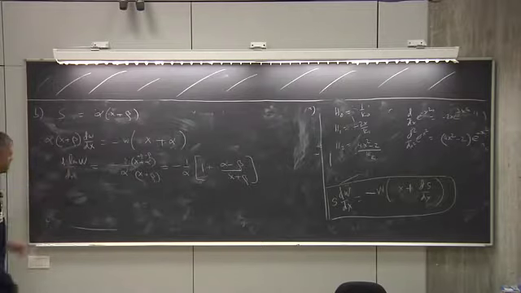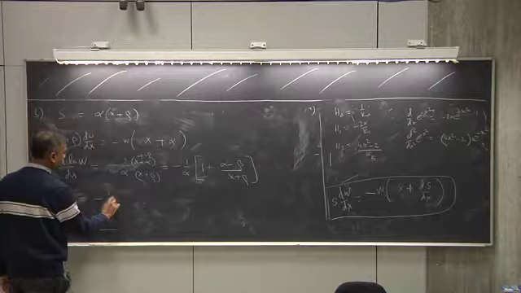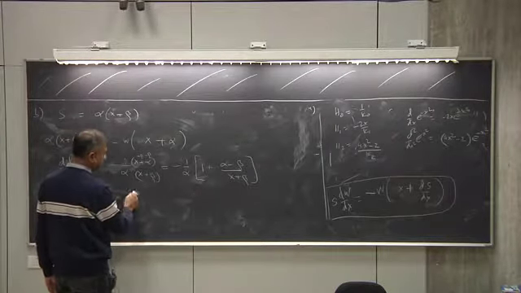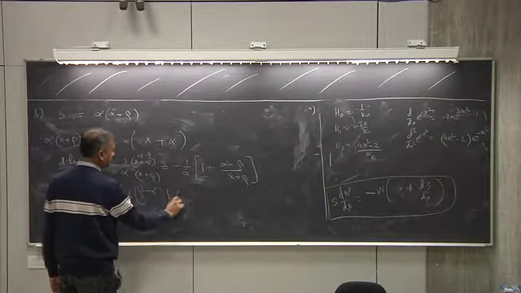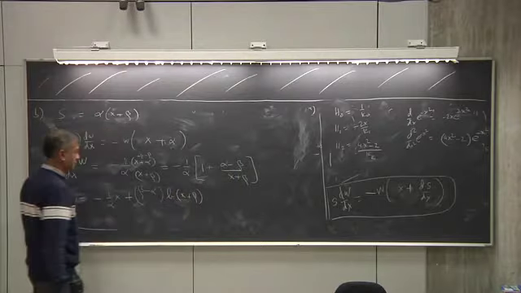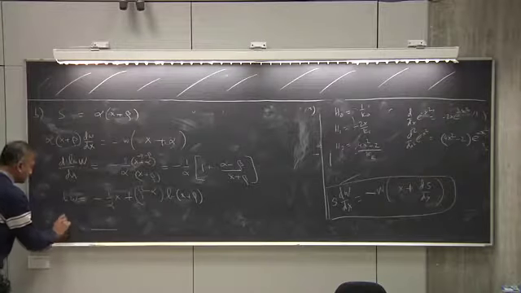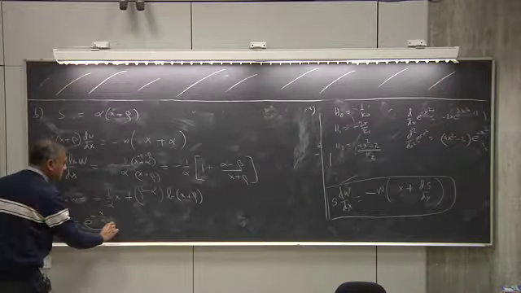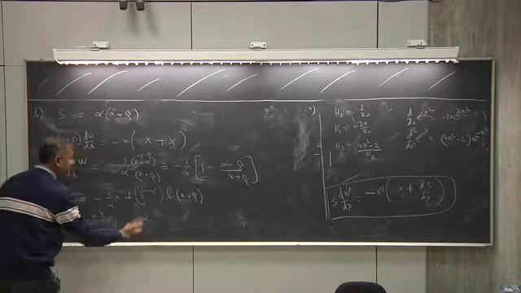And now we can integrate. So log w is minus 1 over alpha times x plus (beta minus alpha) times log (x plus beta). Integrate this up to a constant again. Again, the constant will not be important for us. So w therefore is e to the power of minus x by alpha times (x plus beta) to the power of beta minus alpha.